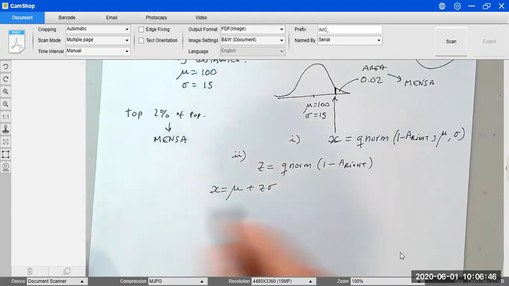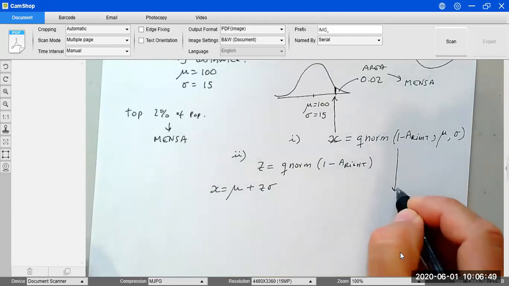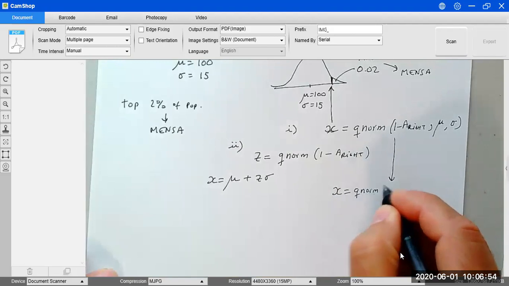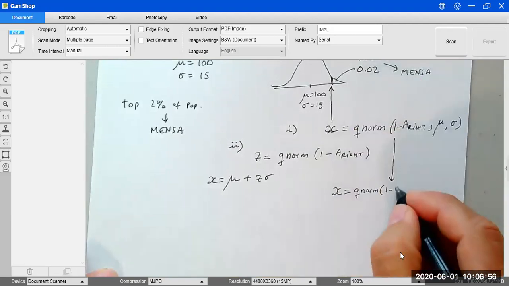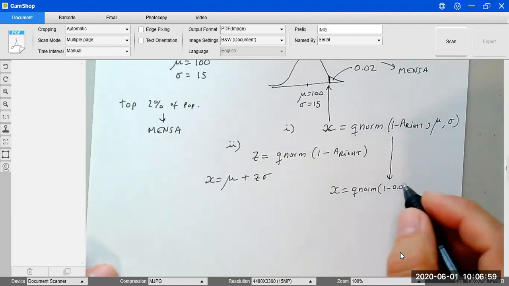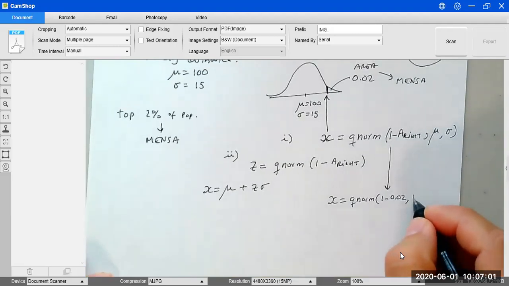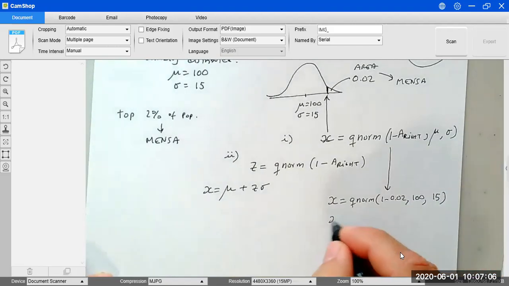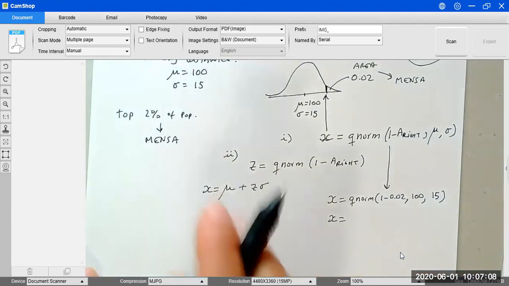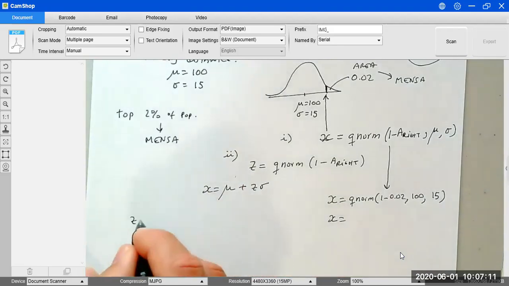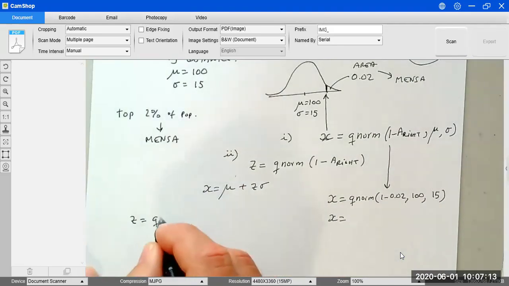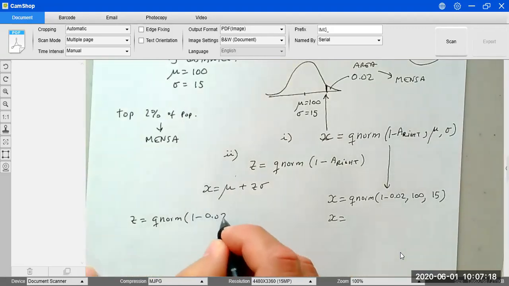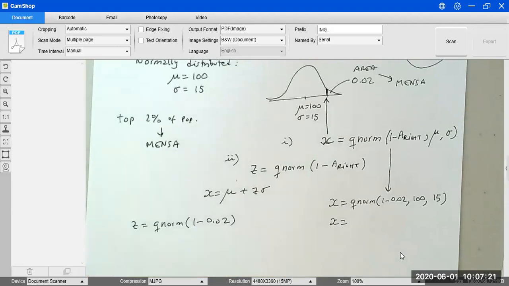So let's start with the first one. x is going to be just qnorm of 1 minus 0.02, that's the area to the right, comma, 100 is the mean, and 15 is the standard deviation. The other way is that we're going to find our value for z, which is going to be just qnorm of 1 minus 0.02. So let's do that.